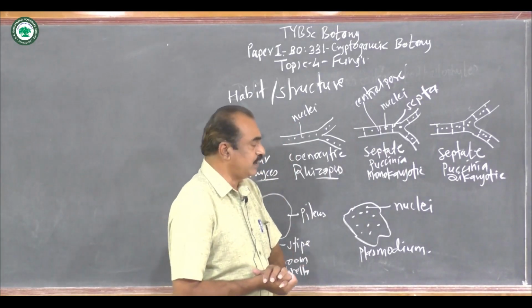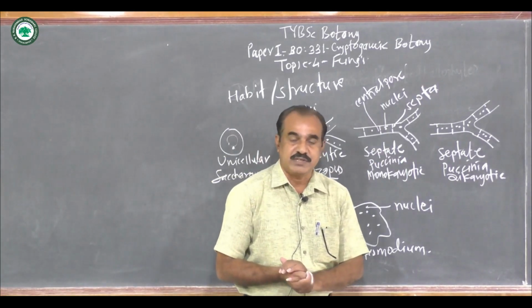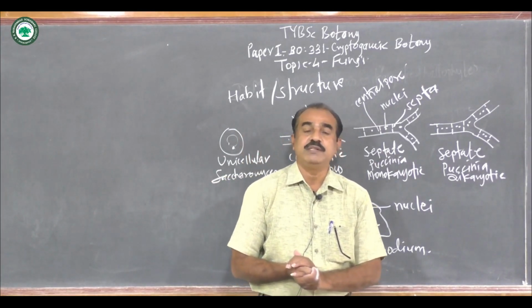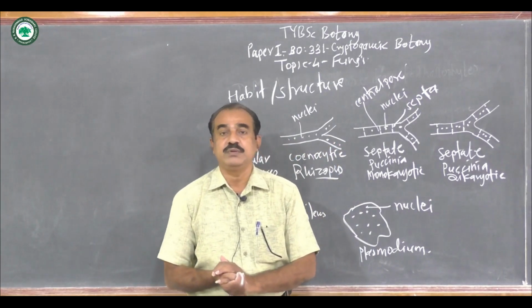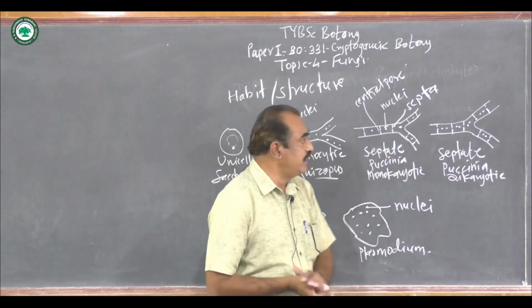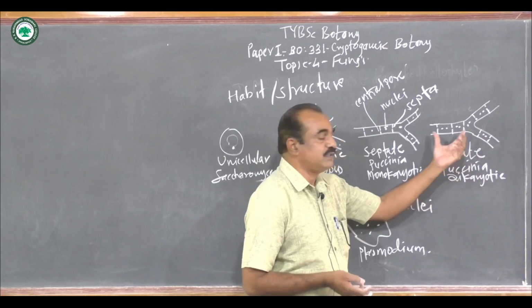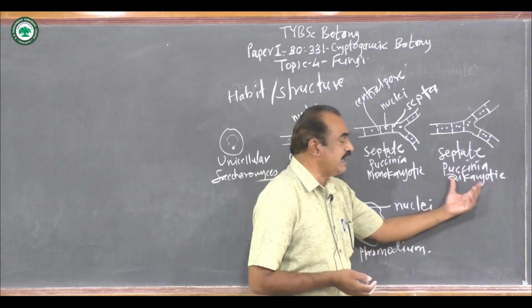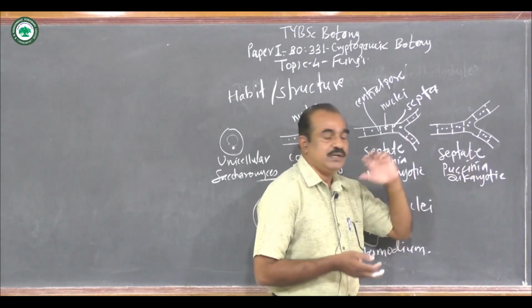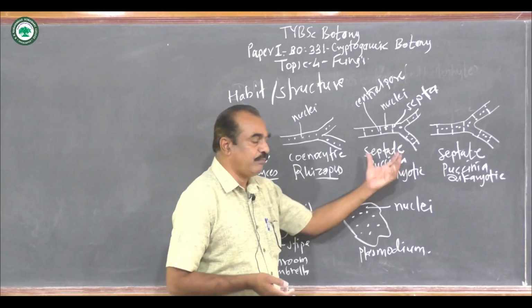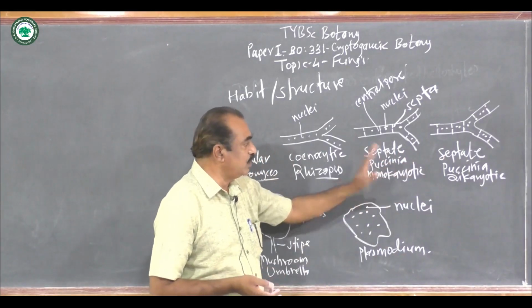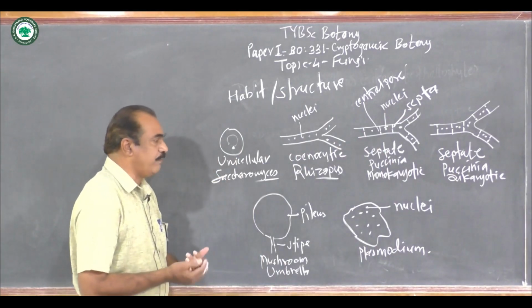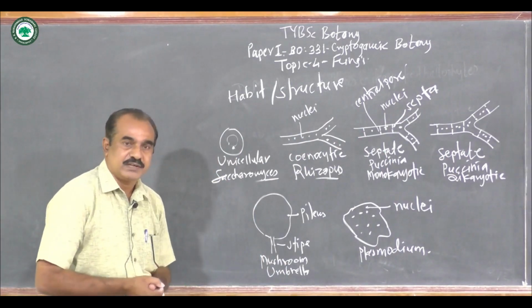So in Puccinia, there is another type of mycelium also. In each cell there are two nuclei, and from these two nuclei, one nucleus is of the plus strain and another nucleus is of the minus strain. Now it is also septate mycelium, and as two nuclei are found in each cell, that mycelium is called the dikaryotic mycelium, and it is also found in Puccinia. So in Puccinia both types of mycelia are there, the monokaryotic and the dikaryotic mycelium.